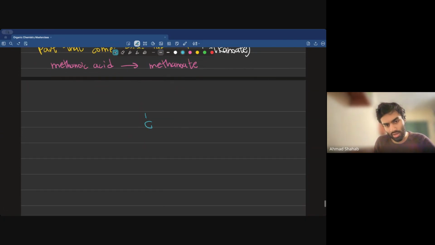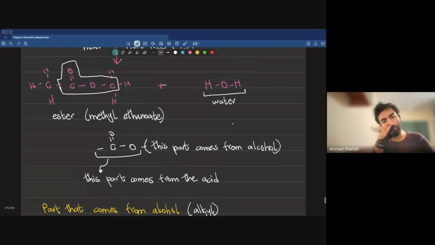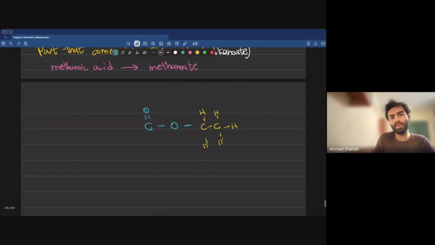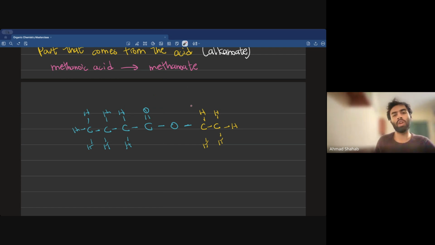For example, we have this, right? Now this part that I'm drawing here is coming from the alcohol. So for example, we can have this, right? It came from the alcohol, and the part on the left, the blue part, is all that came from the carboxylic acid. So the blue part came from the carboxylic acid. Let's just say we have this, right? So if I were to ask you the name of this ester, what would it be?